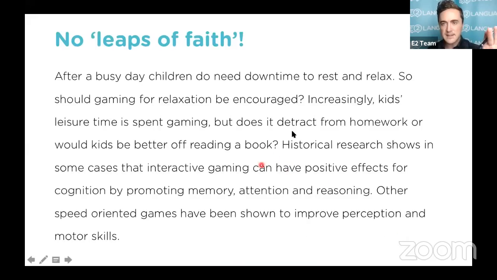Well, here's an example paragraph of those sentences we just saw, but one of the sentences is in the wrong spot. And so what happens is that we create a leap of faith. This one here, for example, the second one is wrong. Let's read it. It says, after a busy day, children do need downtime to rest and relax. So should gaming for relaxation be encouraged? Well, it's kind of a bit of a leap of faith. Why? Because gaming hasn't been mentioned yet. And all of a sudden gaming pops in as the following sentence.